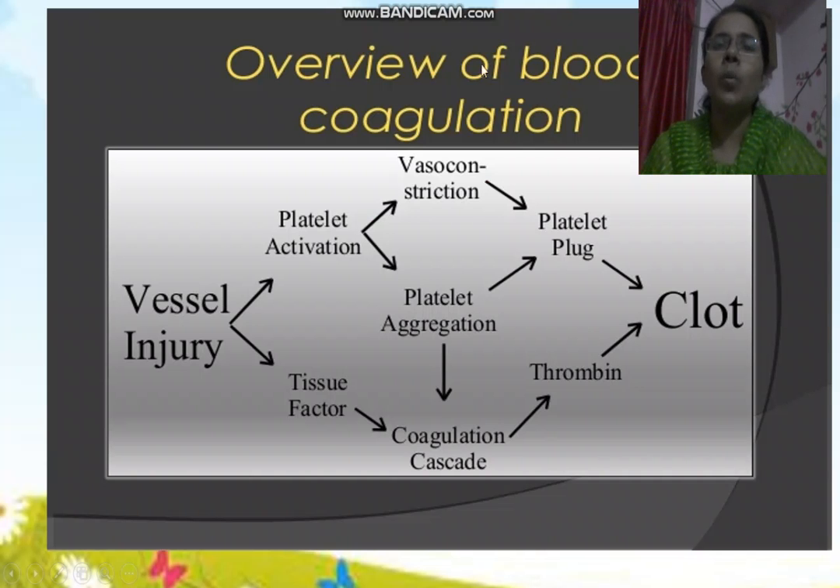We can see the overview of blood coagulation. When the vessel gets injured, platelet activation causes vasoconstriction that makes a platelet plug and leads to clot formation. Also, the tissue factor causes the coagulation cascade and thrombus formation. Both the platelet plug and thrombus formation make the clot.